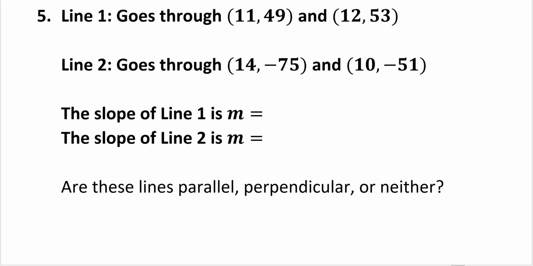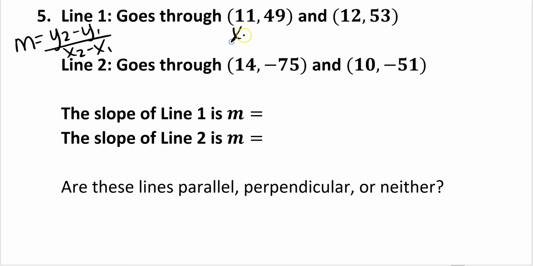For number 5, you have two lines and you're given 2 points that are on each line. And it's asking you to find the slope of each line and then to tell whether they are parallel, perpendicular, or neither. So to get the slope of any line, the formula is y2 minus y1 divided by x2 minus x1. You basically want to subtract your y values in the numerator, and then you divide it by subtracting the x values in the denominator.